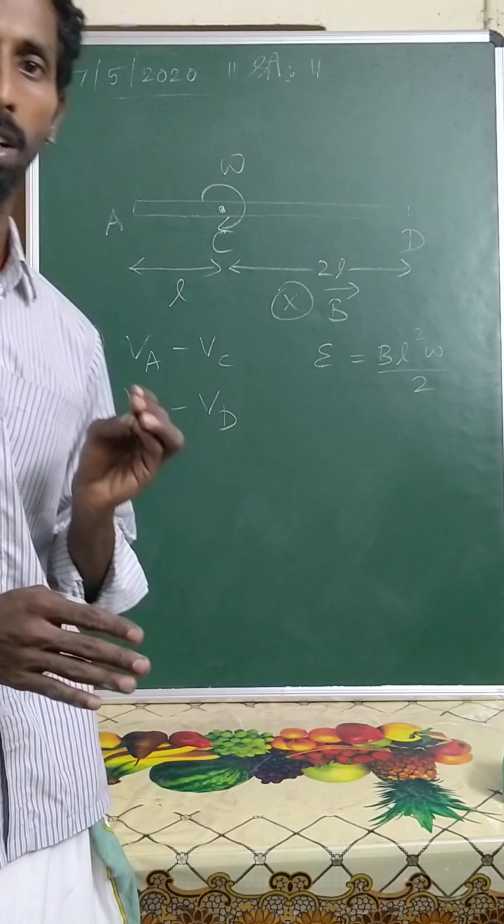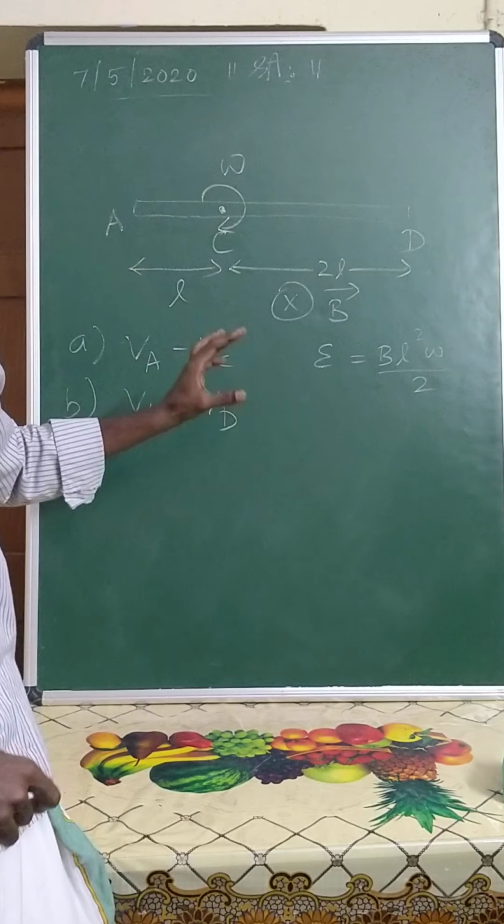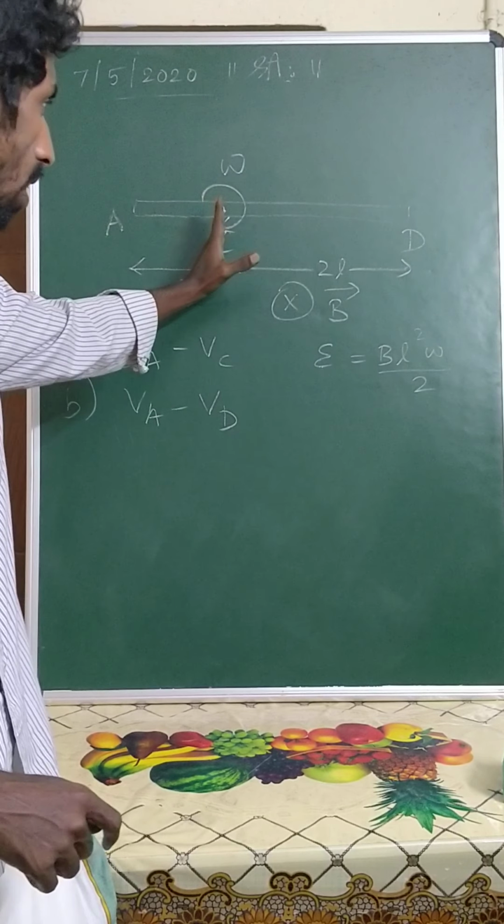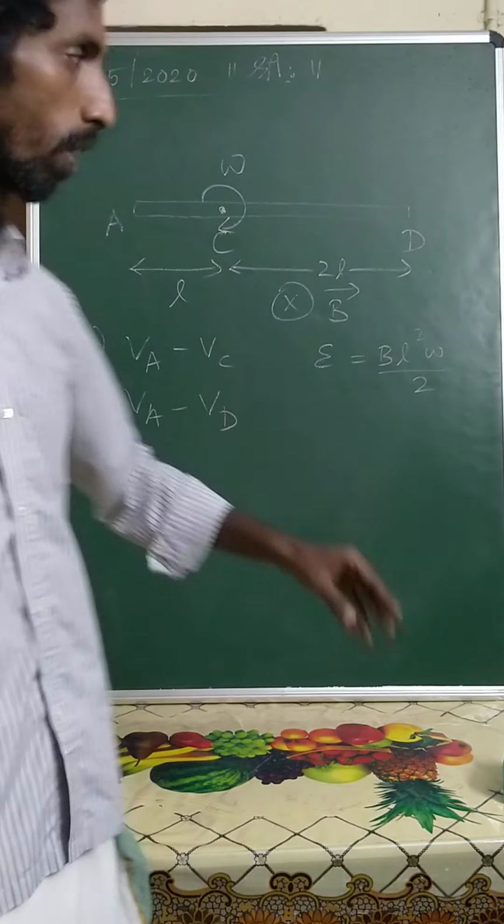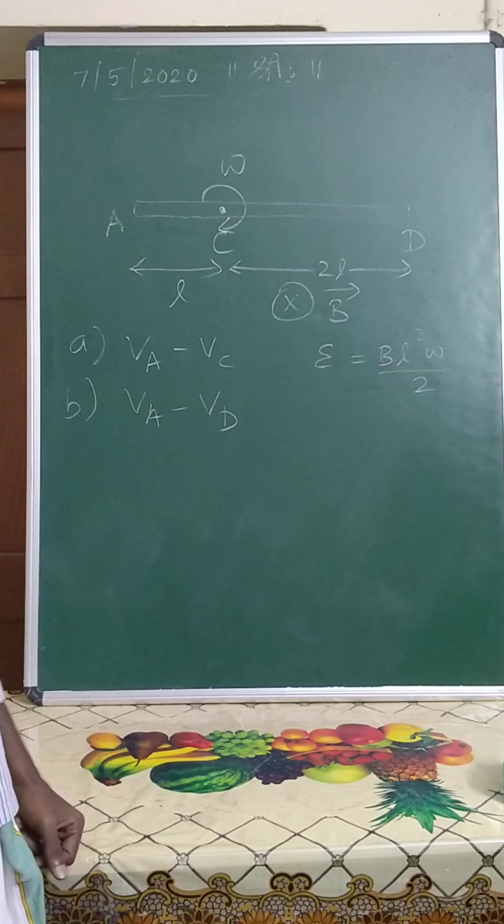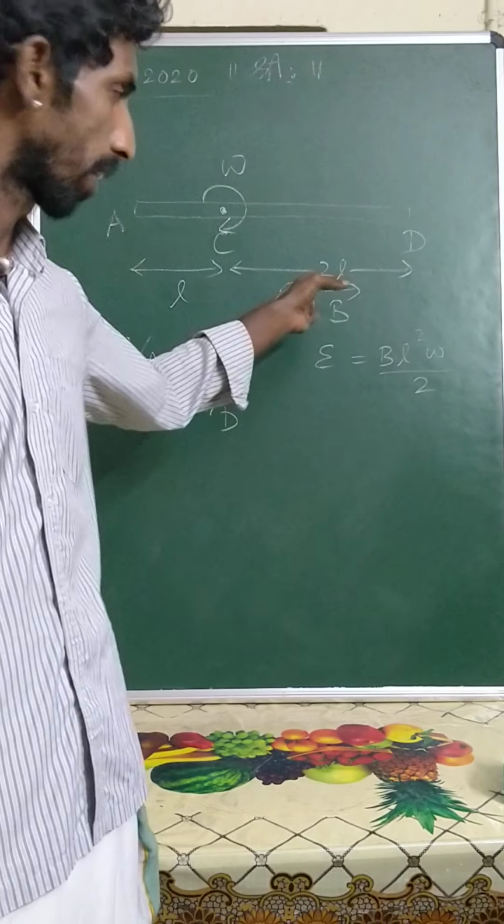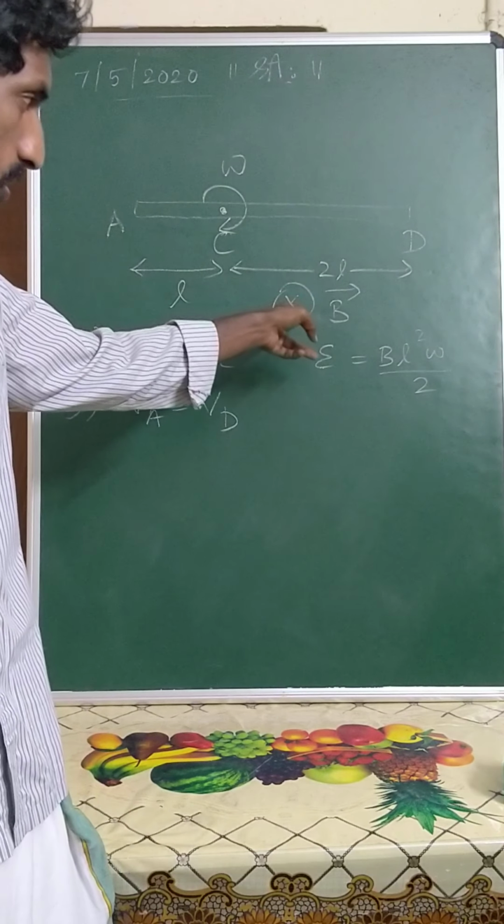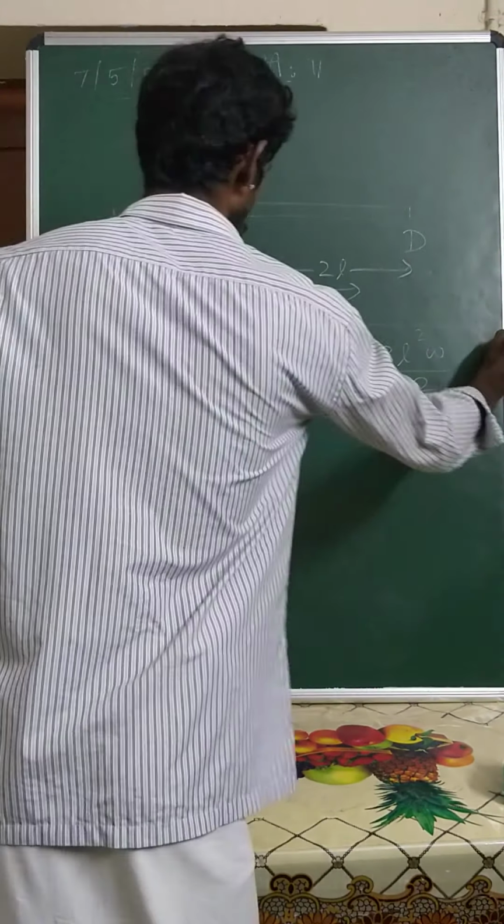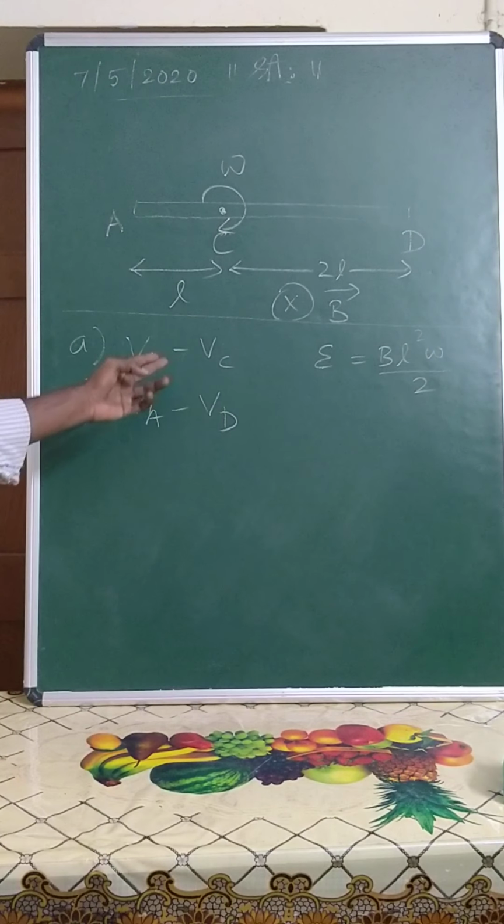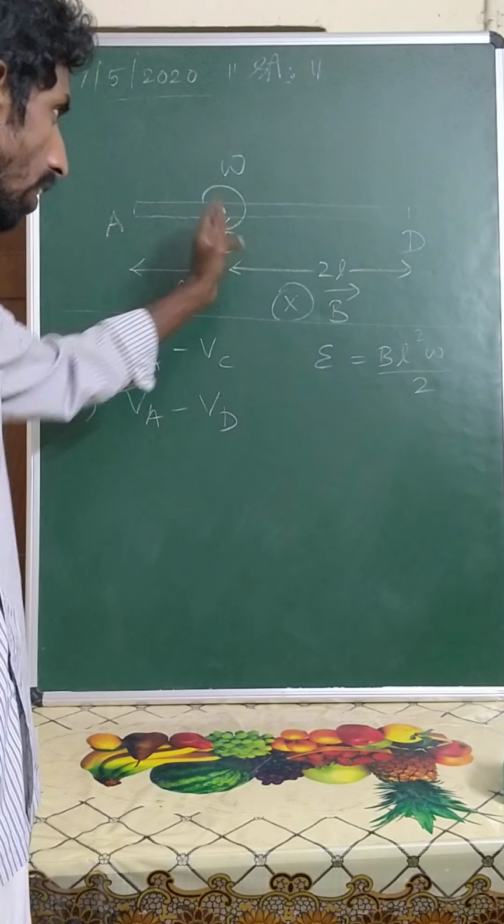The axis of rotation is fixed at point C, and this side is L, this side is 2L. It is rotated with a constant angular velocity omega, and an inward magnetic field is acting on the rod, that is the cross given here. So this is the question. They are asking you to find the potential difference between point A and point C, and point A and point D.